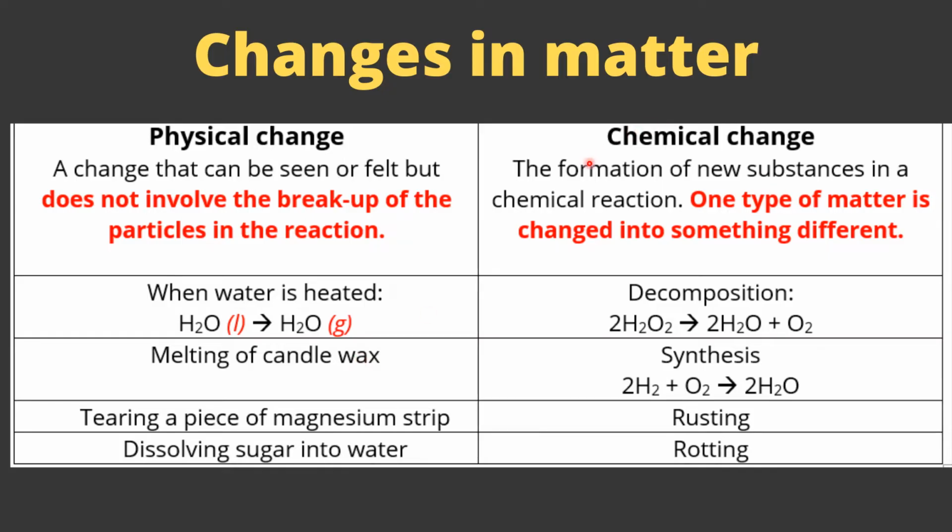Let us now describe chemical change. A chemical change is defined by the formation of a new substance in a chemical reaction. So during a chemical reaction, one type of matter is changed into something different. Take an example of a chemical change. We talk about decomposition, which essentially means that normally you start off with a compound, and that compound is broken up into smaller molecules or compounds or even just elements.